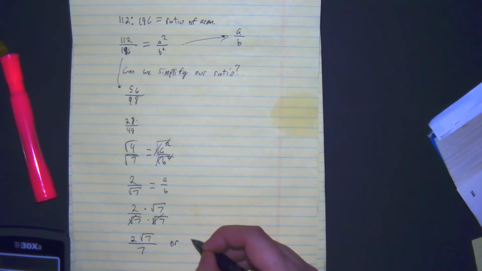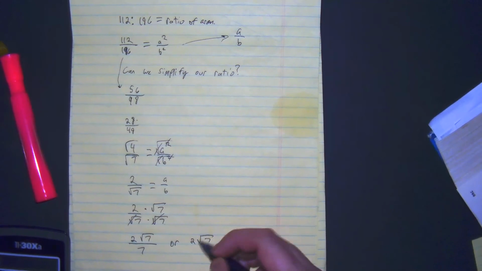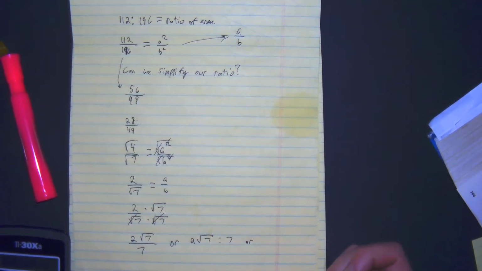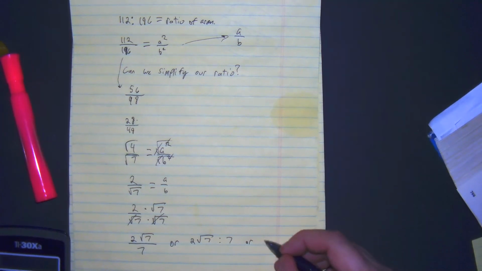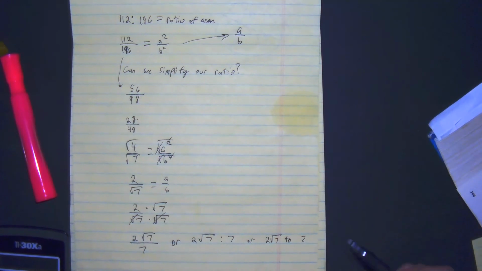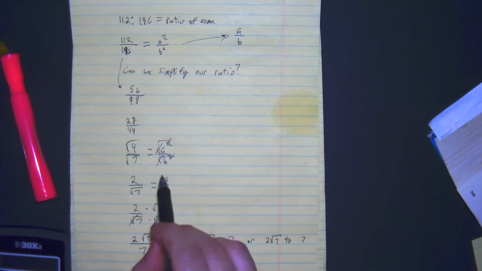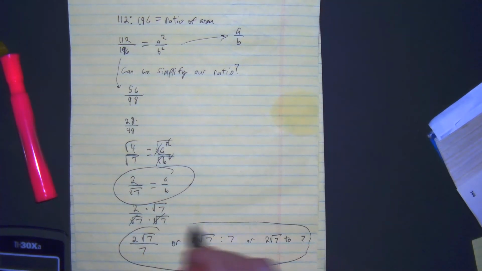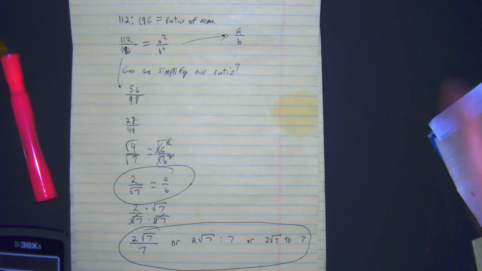Or you could write it as 2 square root 7 to 7. Either way is right. I mean, if you stopped right here, that's honestly a pretty good answer as well. Alright, and that's how you do that.